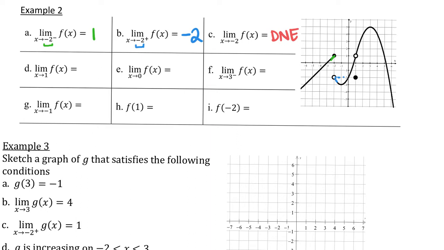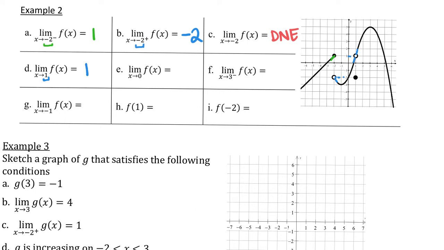Okay, let's keep going. This one says the limit as x approaches 1. So at x is 1, right around here, the graph appears to be approaching y is 1. It doesn't actually equal y is 1, but that's what it looks like it's approaching, so that's what the limit's measuring, what it appears to be approaching.